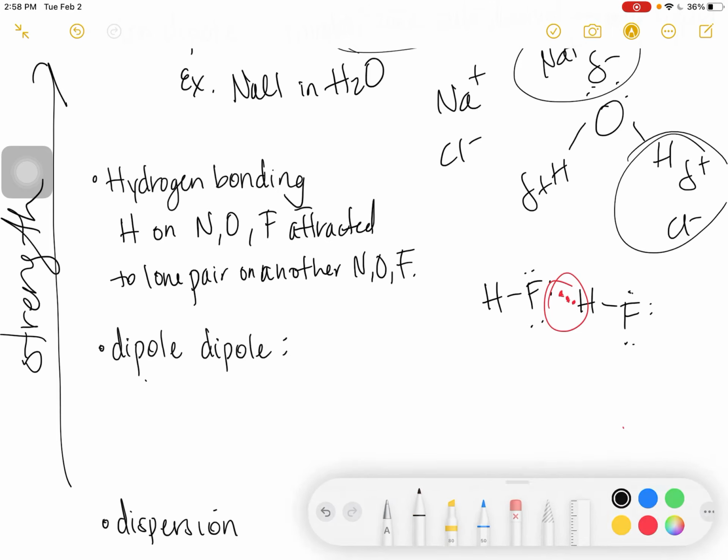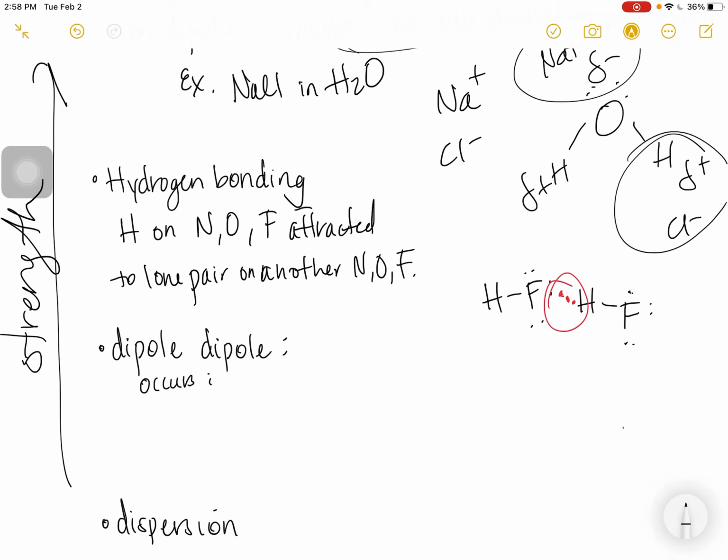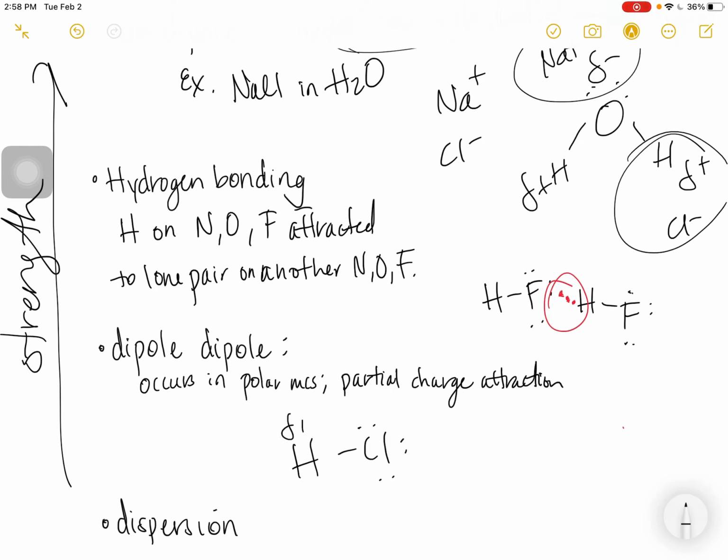Dipole-dipole occurs in polar molecules, and it's the partial charge attraction. So keep this simple, maybe like HCl. That's a polar bond. And if I brought another one in here, they would align themselves like this. And that is the intermolecular force of dipole-dipole. It occurs only in polar molecules.